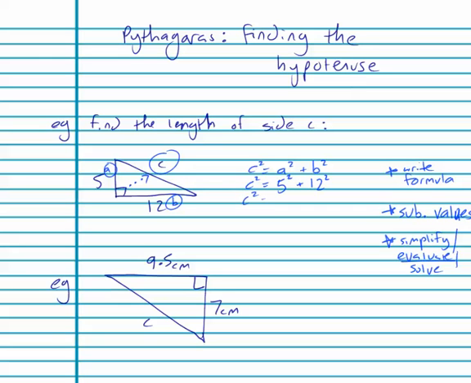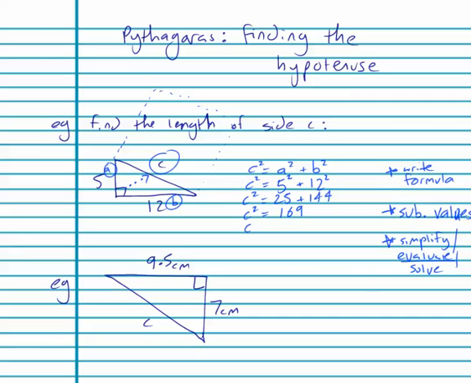C squared equals 5 squared, which is 5 times 5, 25, plus 12 squared, which is 144. We add those together, and we get 169. Now 169 is C squared. That is, it's the area of the square that we'd get if we drew a square here. We don't want C squared, we want C.